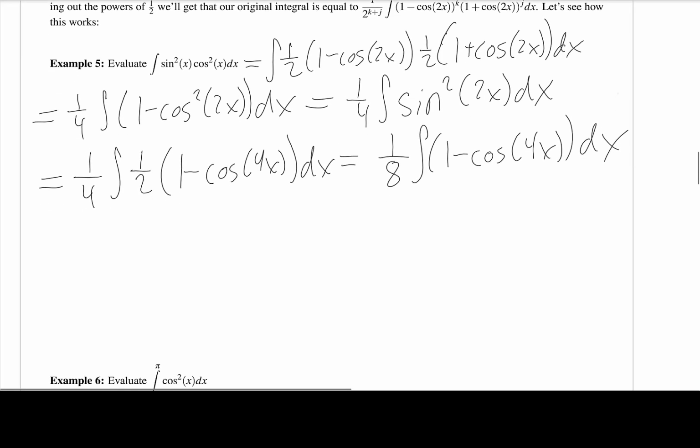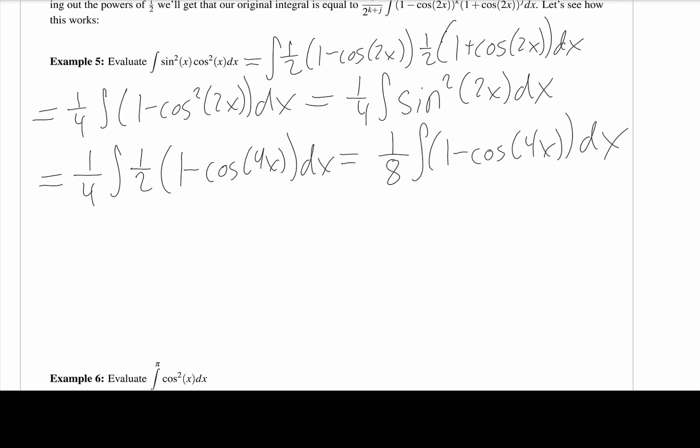If you've already gotten really comfortable with how it works, then this is going to be 1/8 times, so the integral of 1 is going to be x. The integral of negative cosine of 4x is going to be negative 1/4 sine 4x. The way I'm doing that in my head is I know that I have to have a negative sign because the derivative of negative sine gives me negative cosine.